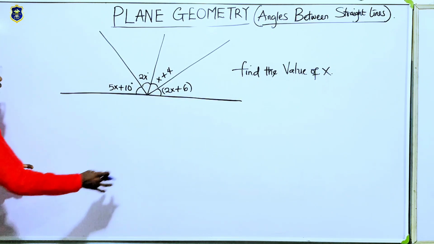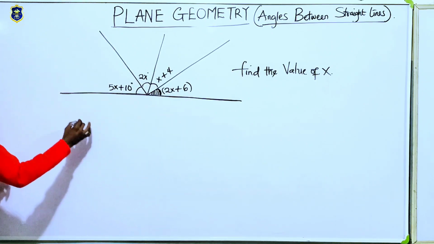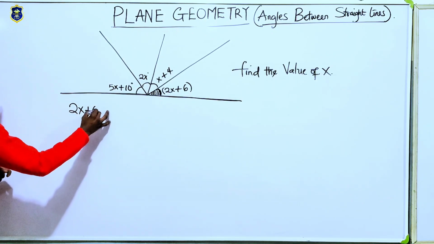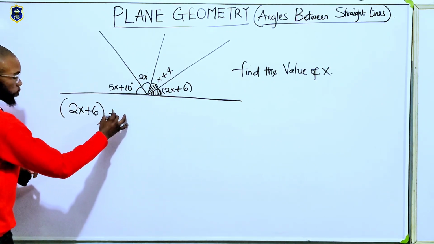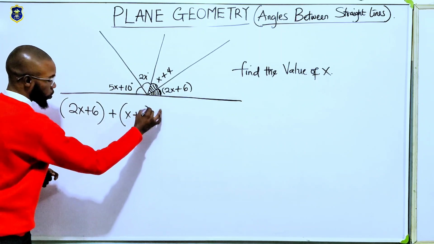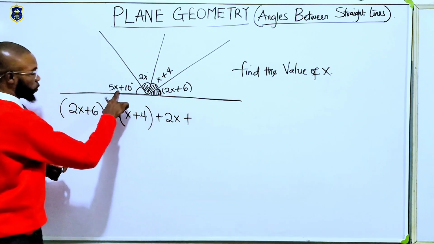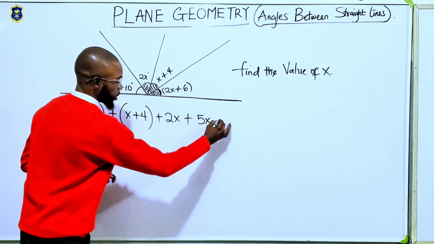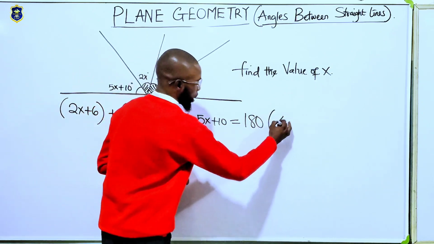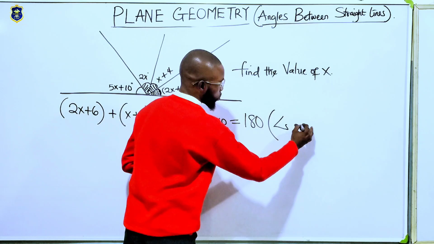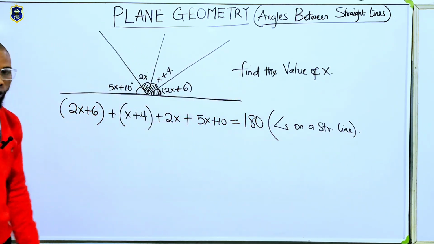So let's work now. In doing that, we have this angle first. The whole of this angle, the whole of this plane, consists of this. So we have 2x plus 6, let's take a bracket. And then we have this plane as well, x plus 4. That's the second one. Then the third one is 2x. What's the fourth one? 5x plus 10. They will sum up to give us 180 because they are angles on a straight line. Short form for that.